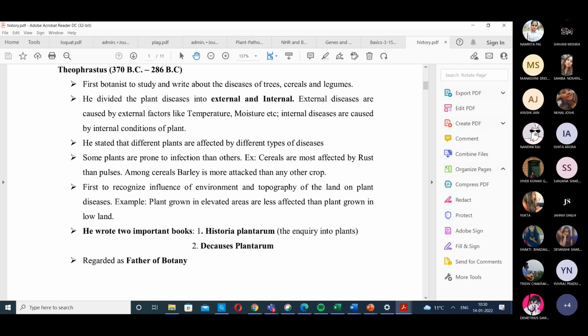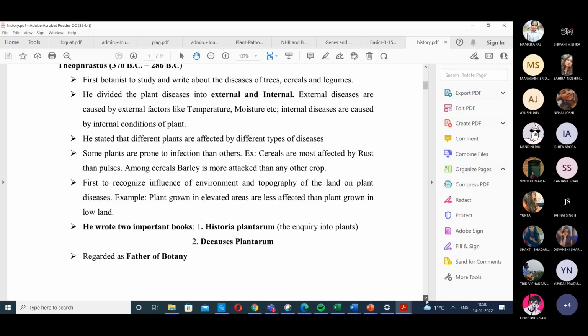So he wrote two important books: the first is the Historia Plantarum, and the second is the De Causis Plantarum, right? And he is also regarded as the father of botany, Theophrastus, right?